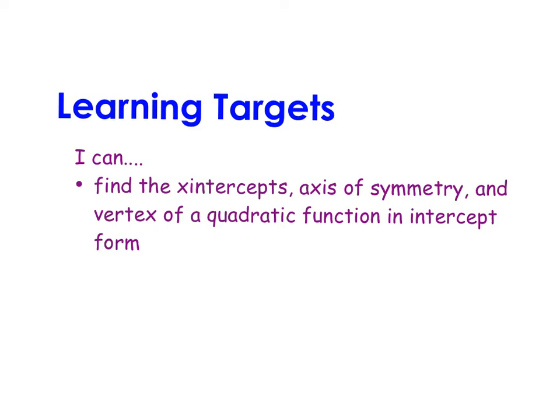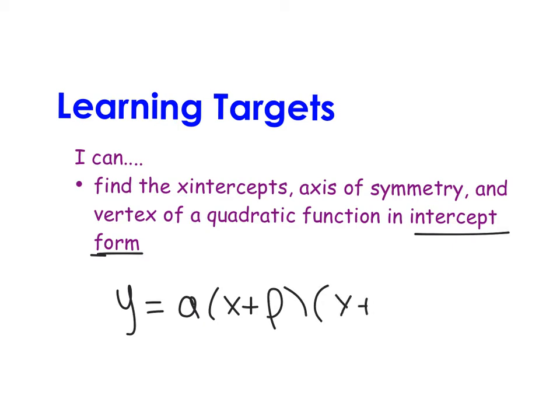In this video, we're going to find the x-intercepts, axis of symmetry, and vertex of a quadratic function that is written in intercept form. And remember, our intercept form is when we have y is equal to a(x + p)(x + q). So that's the form we're going to be looking at, and we're going to identify x-intercepts, axis of symmetry, and vertex.